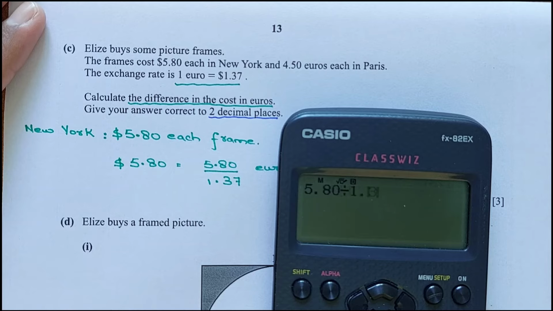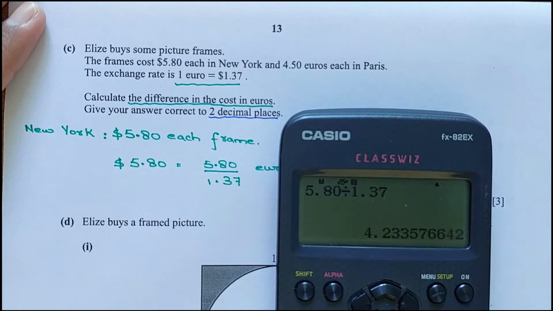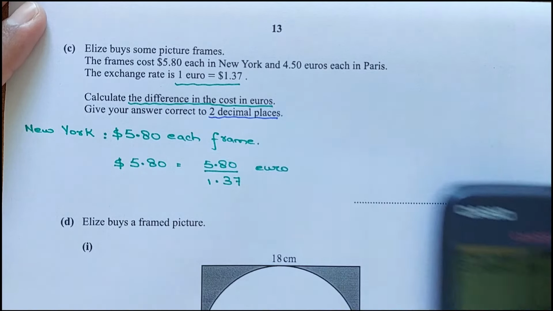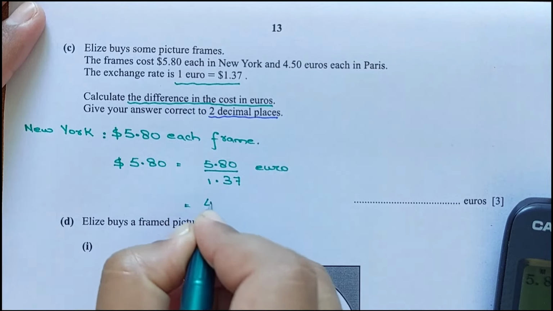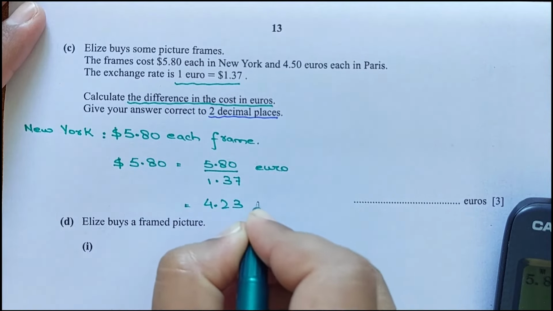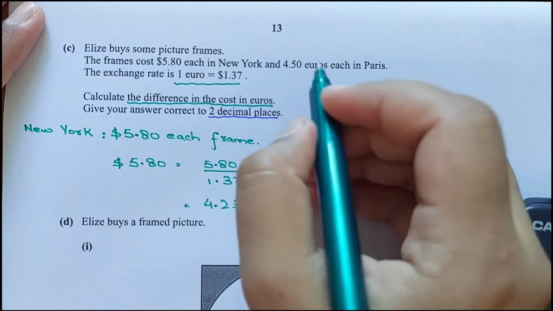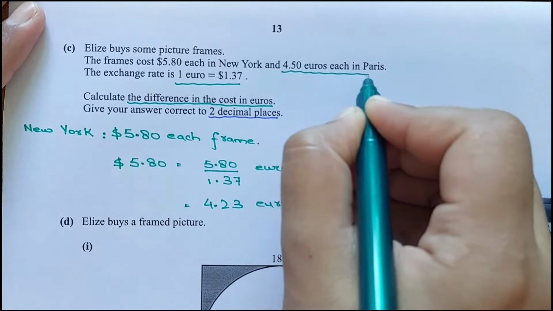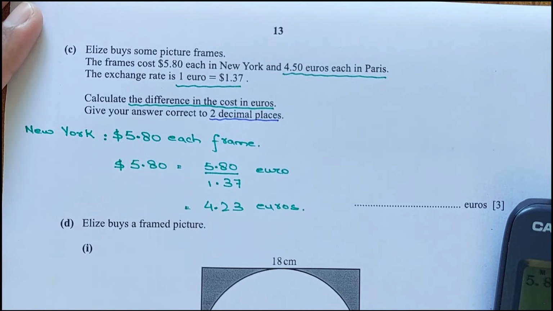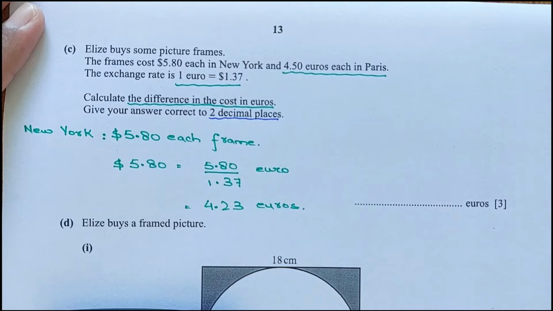5.80 divided by 1.37 is going to be 4.23 euro, right? This is in New York. And in Paris, the cost of each frame is 4.50 euros. We have to calculate the difference in cost.